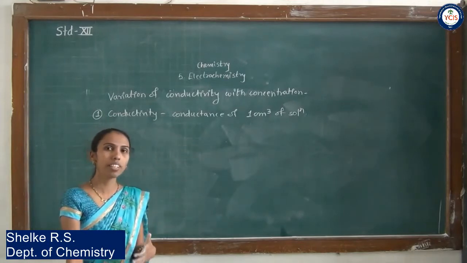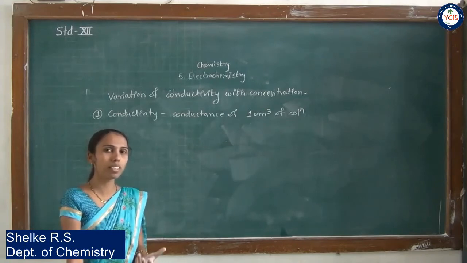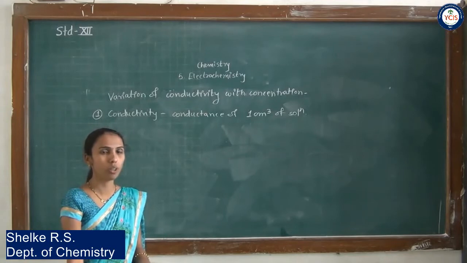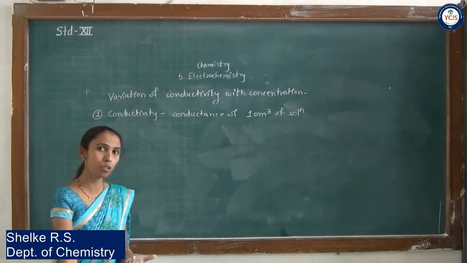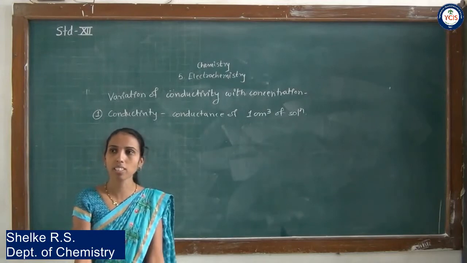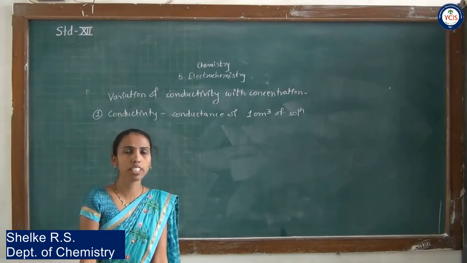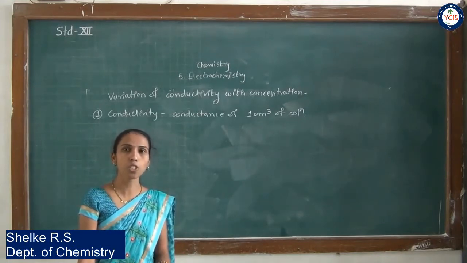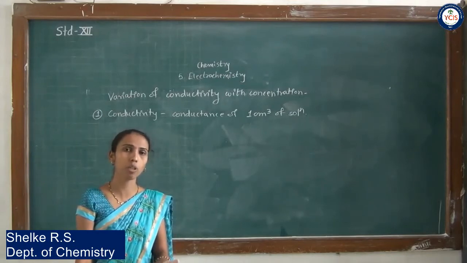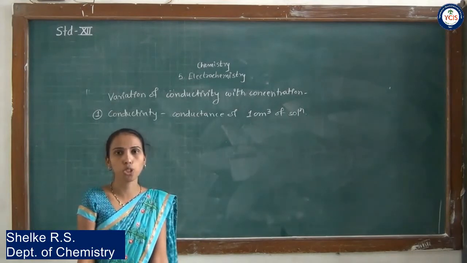Now, as you are increasing the dilution, what will happen? The number of ions present in the solution will increase. What happens due to the dilution? As you are increasing the dilution, the number of ions present in the solution will increase. And why does this happen? Because the degree of dissociation will increase. As you go on diluting, that is, decreasing the concentration, what will happen? The number of ions will increase. But that increase is not in proportion to the dilution.